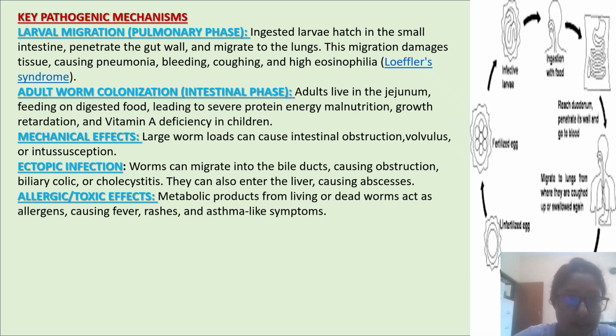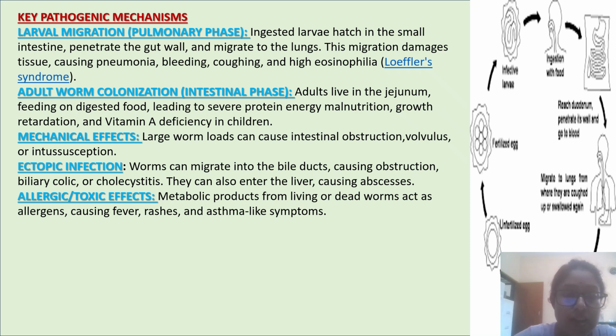Key pathogenic mechanisms. First, larval migration in the pulmonary phase. Ingested larvae hatch in the small intestine, penetrate the gut wall, and migrate to the lungs. This migration damages tissue, causing pneumonia, bleeding, cough, and high eosinophilia, that is Loeffler syndrome. Next, adult worm colonization in the intestinal phase. Adults live in the jejunum, feeding on digested food, leading to severe protein-energy malnutrition, growth retardation, and vitamin A deficiency in children.